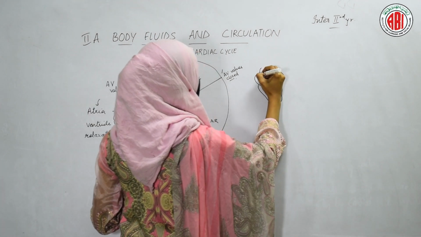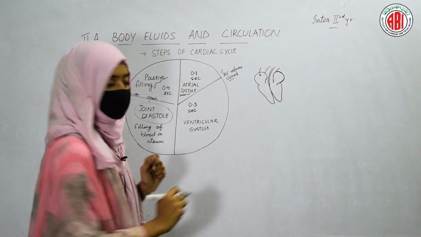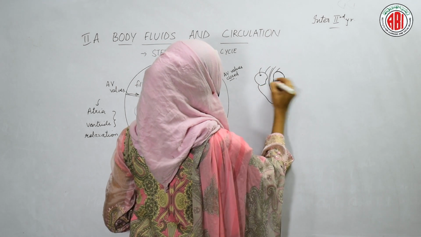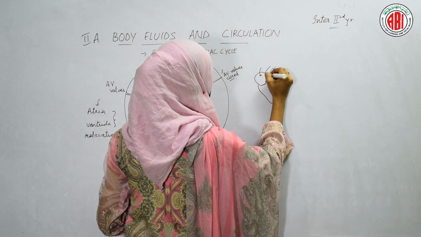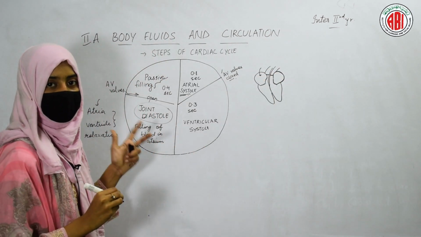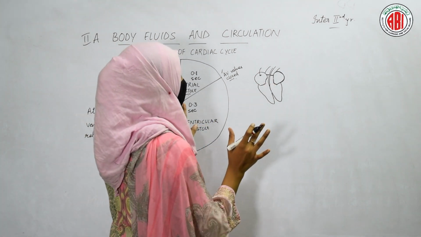The blood enters into the atrium first. Here the valves are present which are in closed state. Here also semilunar valves are present. All these things we have discussed in our last session. These valves are closed now.